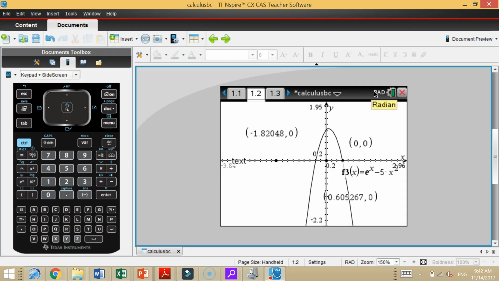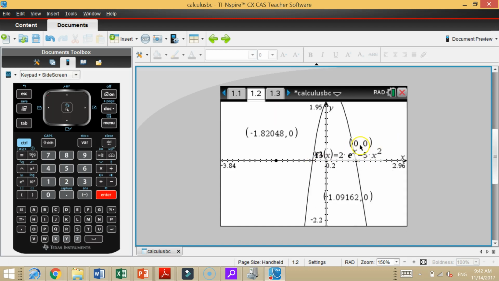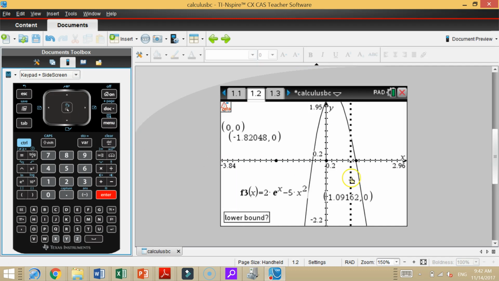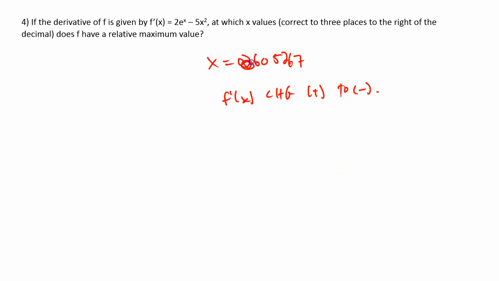It's 2e to the x, shoot. And that's going to change things. Okay, let's go back. 2e to the x minus 5x squared. There we go. So it's going to be a little bit different. Let's get rid of these things. Move them over. These are from my old graph. So if we go to Menu, Analyze Graph, find the 0, cross over it right there. There we go. 1.09162.